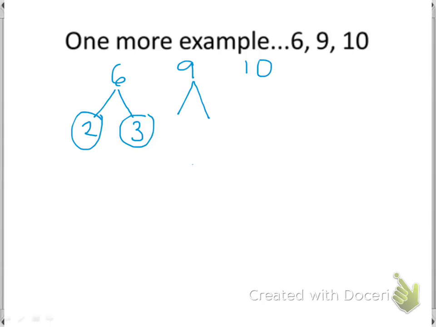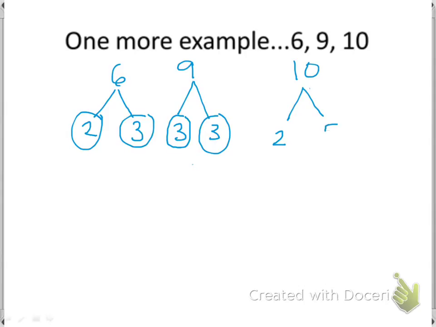Now let's do the 9. The two factors that multiply together to give us 9 are 3 and 3. Now they're both prime numbers, so I'm going to circle them both. Our next number, I'm actually going to move it over a little bit so I have more space, is our 10. What two numbers, when you multiply together, give you 10? Do 2 and 5.